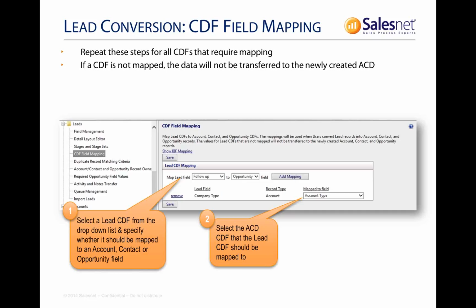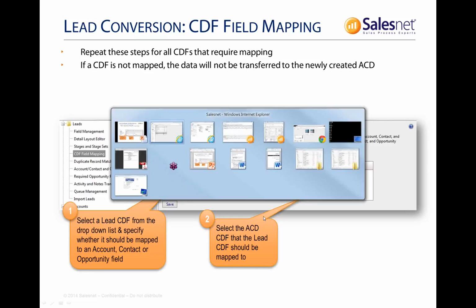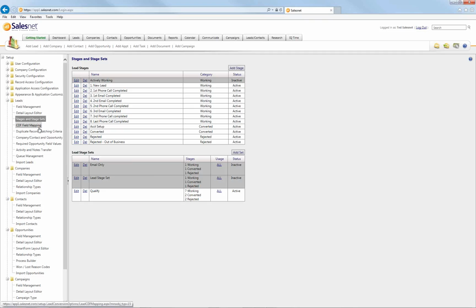Okay, in order to transfer that data, you've got to map them to each other, because the system doesn't understand that those are essentially the same field. So if you're going to capture data in the lead area and you want it available in the account, contact, and opportunity area, you have to set the field up over on that side as well, and then you have to map them. It's a pretty easy exercise.